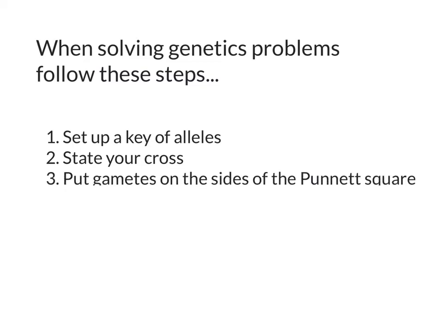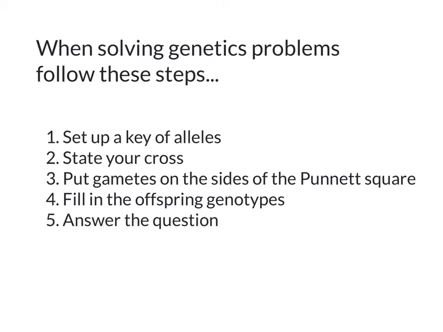The third step is to put the gametes from the parents on the sides of your Punnett square. Once you have the gametes set up, you can fill in the offspring genotypes inside the squares of your Punnett square. The last step is to go back and answer the question. Be sure that you look at the actual question and answer what is asked. This is the most missed step by students whenever they are solving genetics problems.